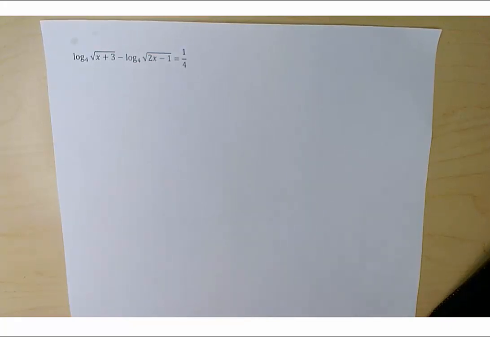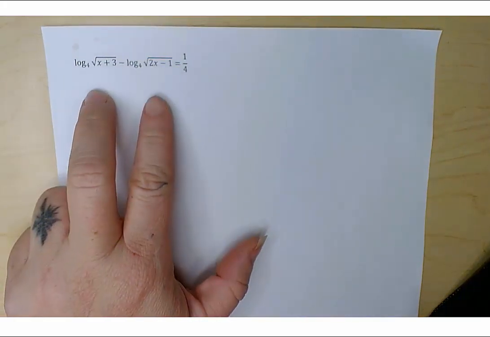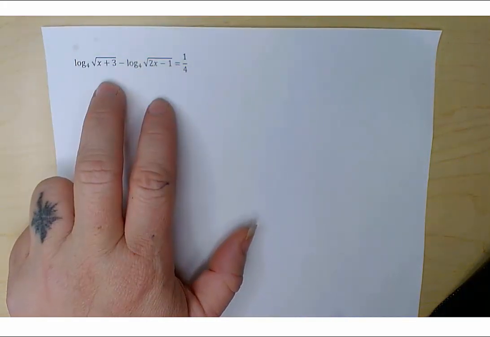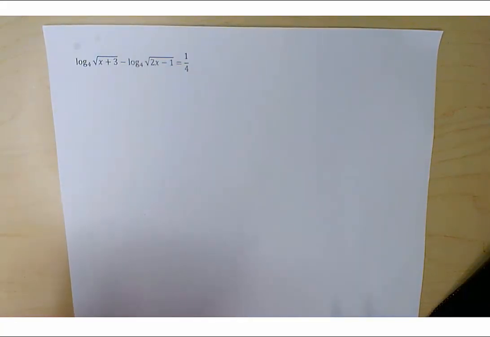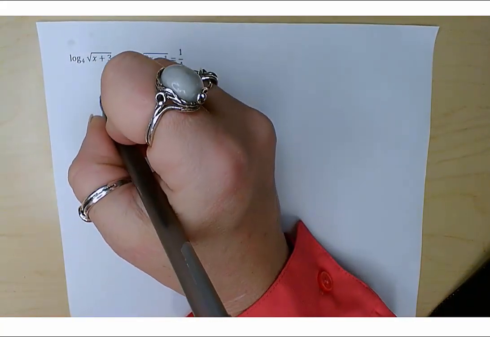All right, so final example here. Let's solve the following logarithmic equation. So I do see that I have 2 logs on the left-hand side. So I'm going to do the same thing as the last problem, and I'm going to go ahead and use my rules for logs and condense these down into a single log.